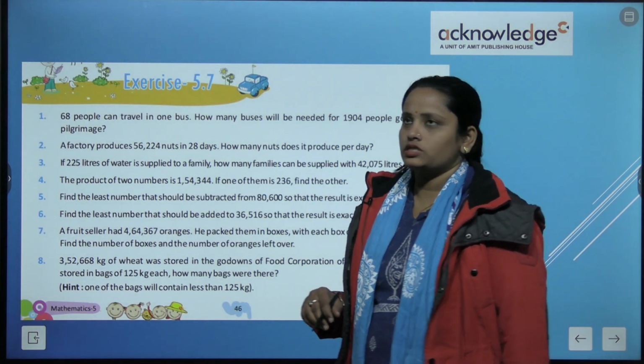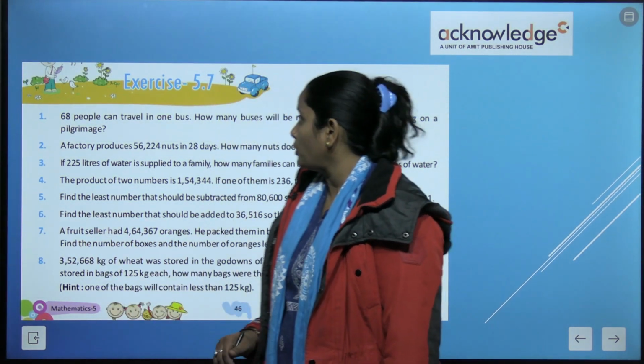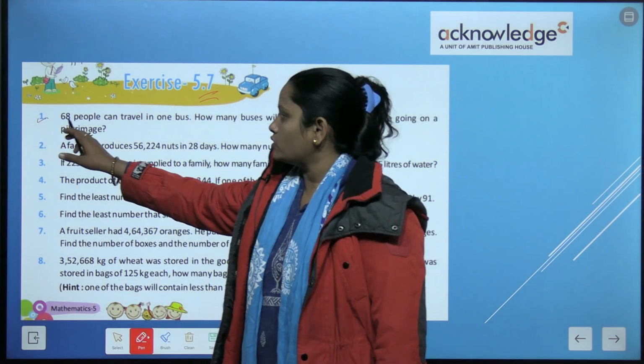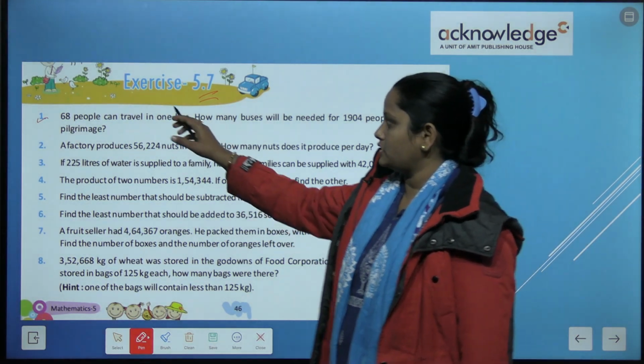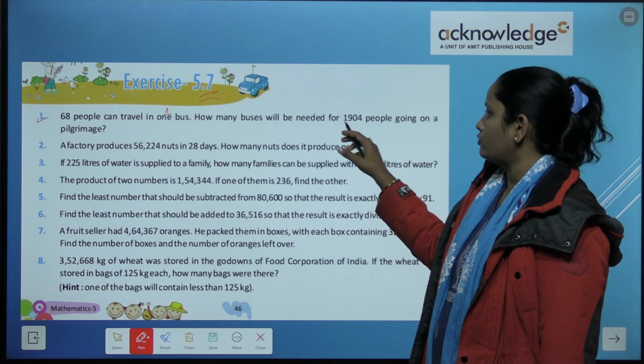Now let's do some exercises. Exercise number 5.7. Let's do some word problems here. Let's do this first question. 68 people can travel in one bus. तो एक बस की बात हो रही है, एक बस में 68 people हैं. How many buses will be needed for these many people?